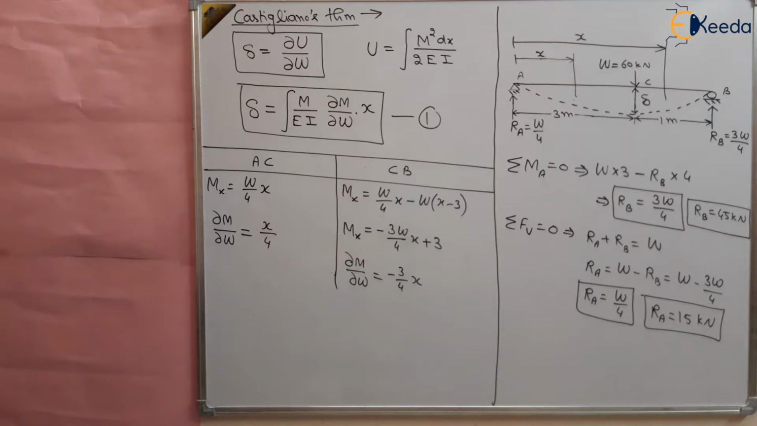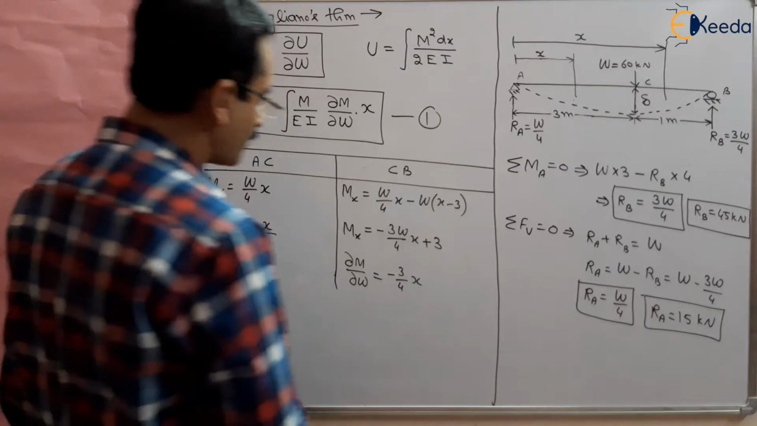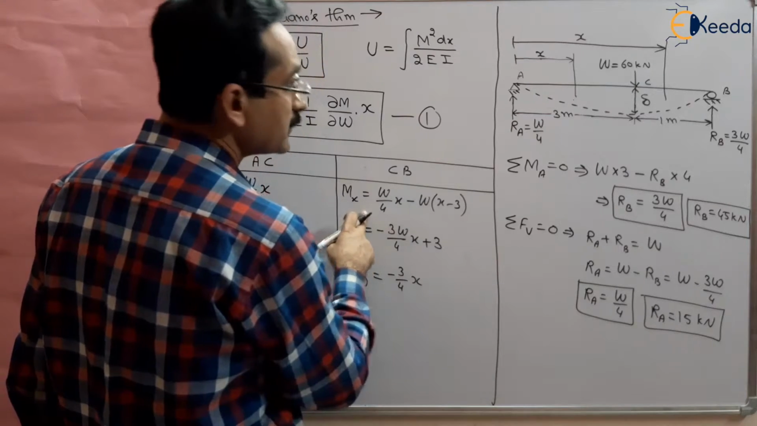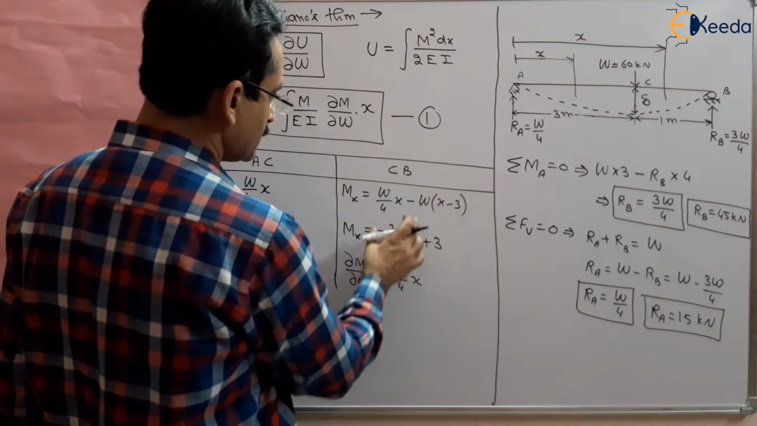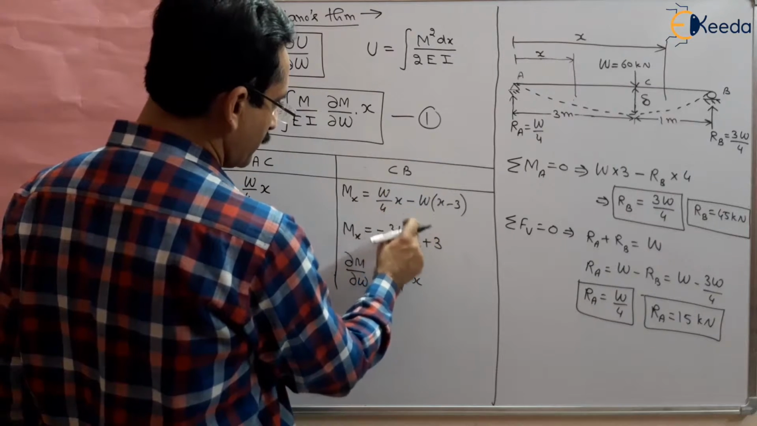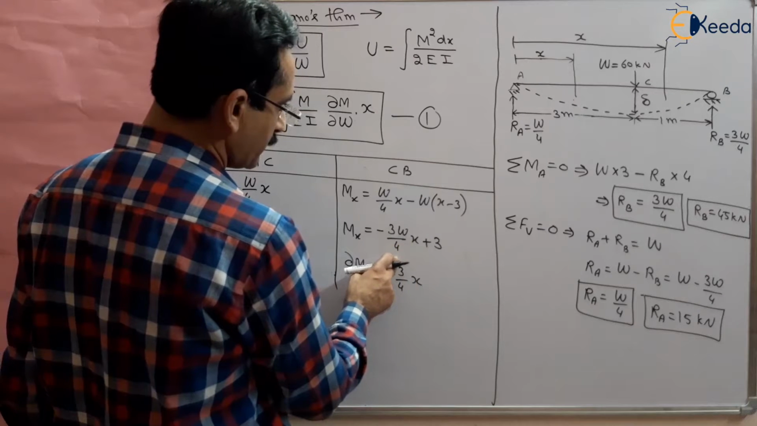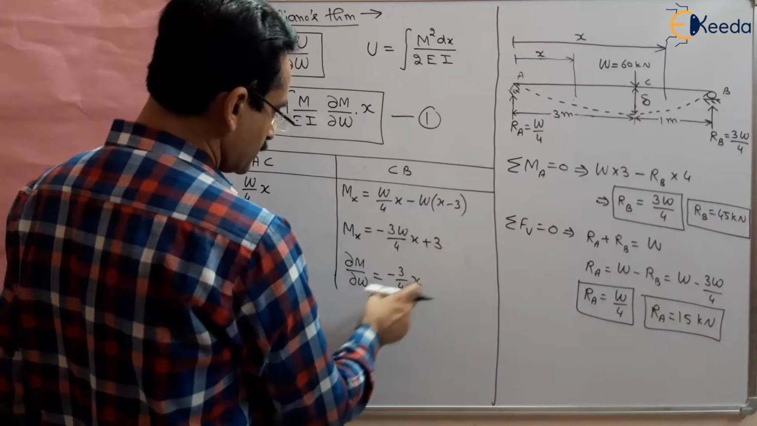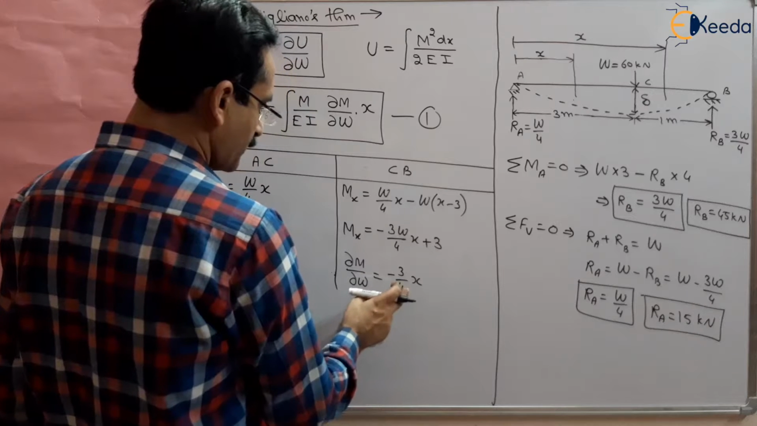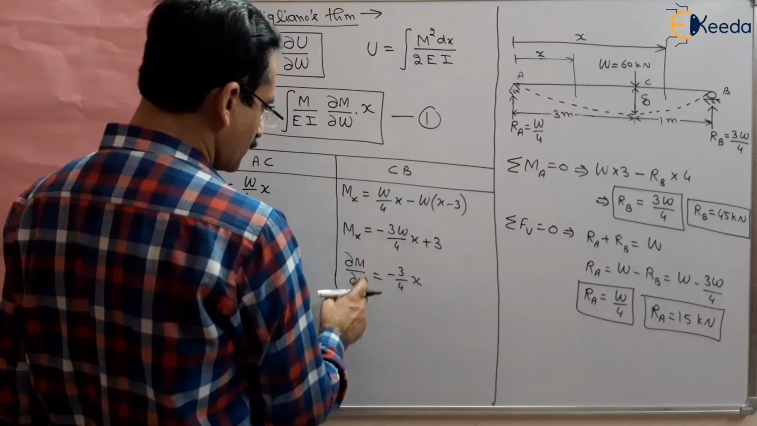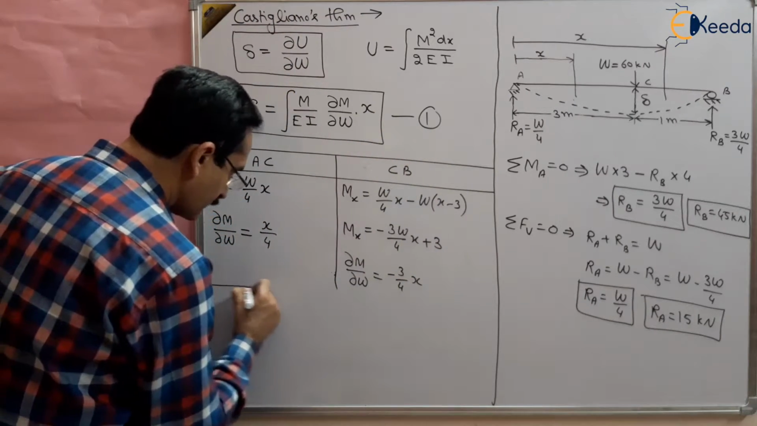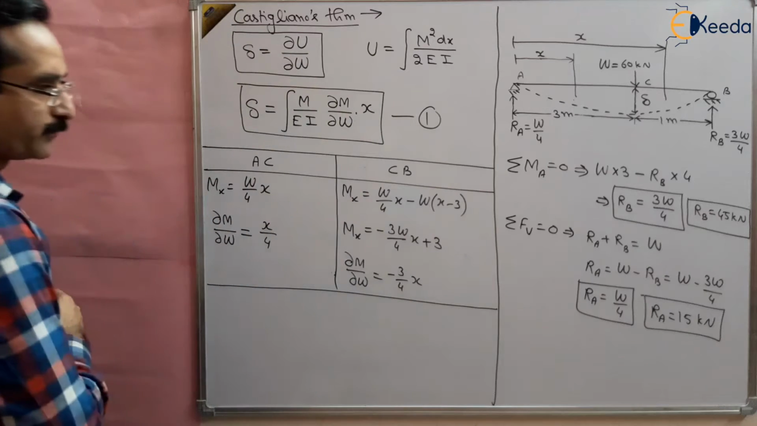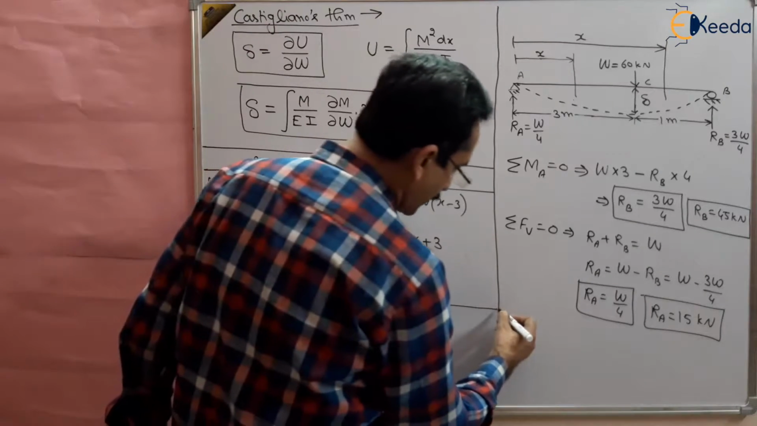So these are the two parts of this question, right? First we have found the Mx at this part, which is W by 4 into X minus W times X minus 3. So this is 1 minus 1 by 4, this is 3 by 4. So this is minus 3 by 4 W X plus 3. The partial derivative of this with respect to W will be equal to minus 3 by 4 X, right? So this is the equation we have obtained. Now what to do next?